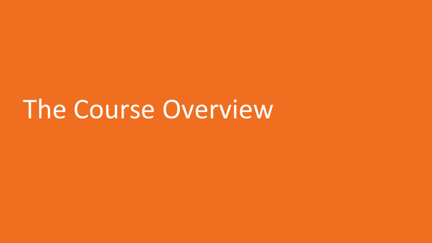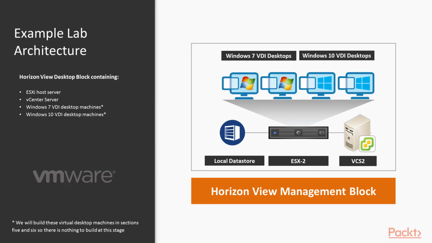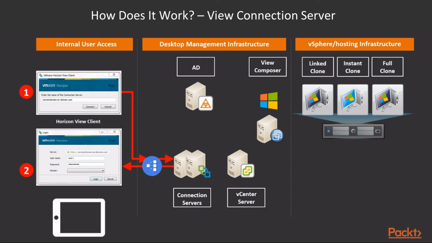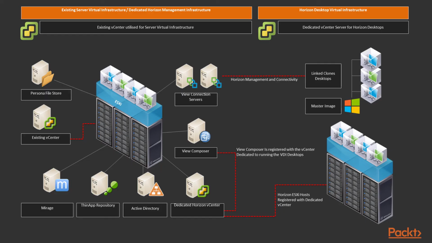So let's get started, and let's take a look at what we're going to cover in the sections throughout this course. In Section 1, we're going to look at setting up an example lab environment that will be used throughout the course to demonstrate the various installation and configuration tasks. With the example lab built, in Section 2, we're going to discuss in more detail the different components that make up the Horizon solution, components such as the connection server, for example. In Section 3, we will discuss how you would approach and design your Horizon architecture, giving you some best practice hints and tips along the way.